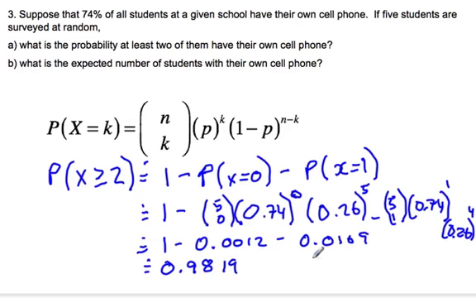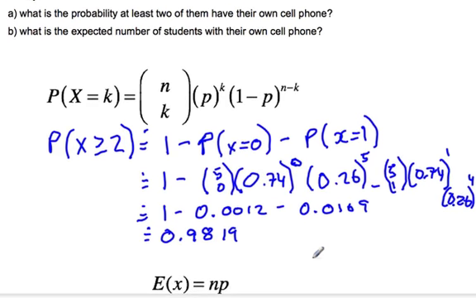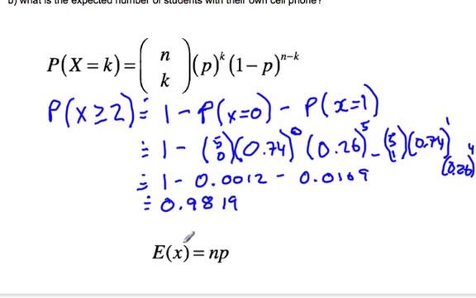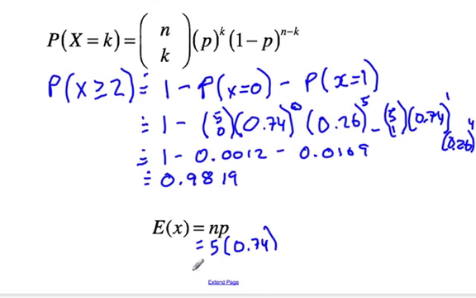Now, part B says, what is the expected number of students with their own cell phone? Well, here our sample size is 5, because we're interviewing 5 students, and the probability of having a cell phone, or that's going to be identified as a probability of success, is 0.74. And so when you multiply those two together, you get 3.7. So you'd expect 3.7 students of the 5 to have a cell phone.